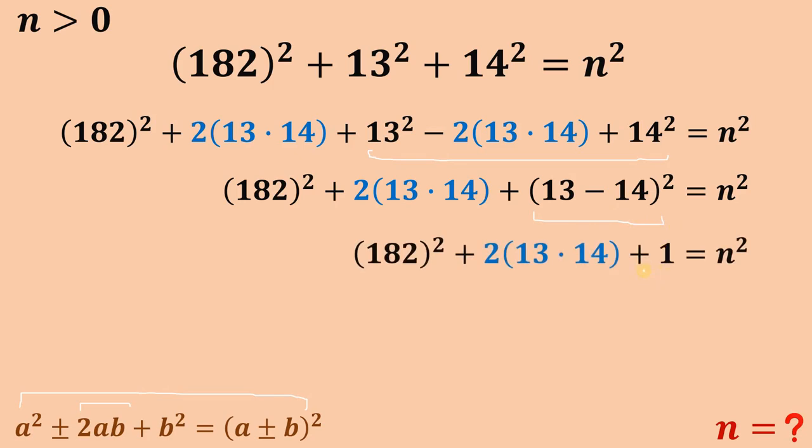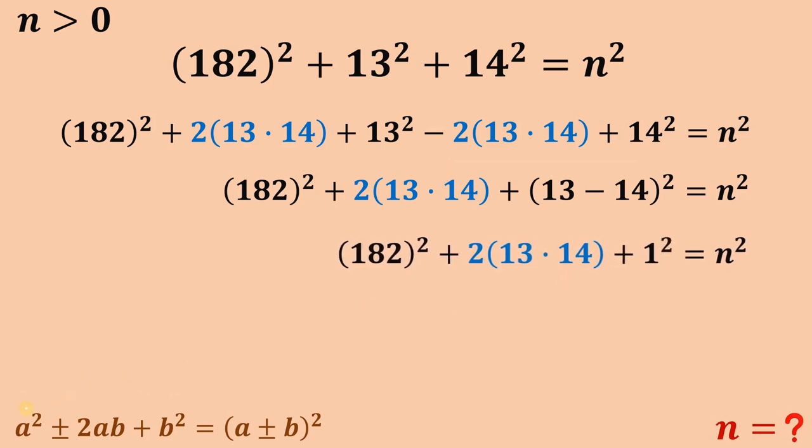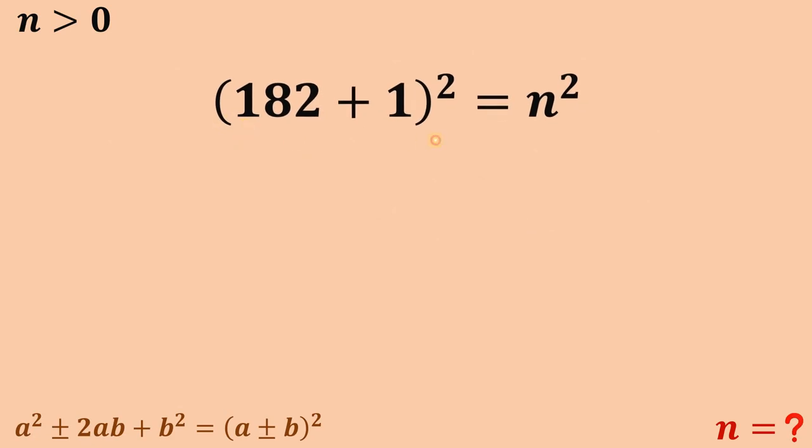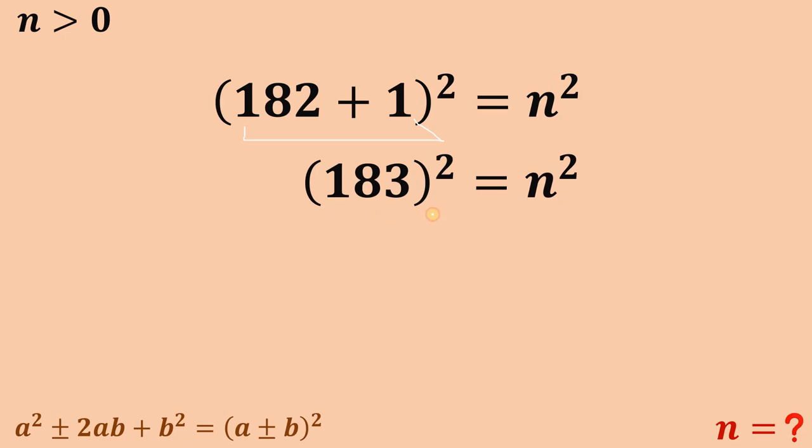Now, notice this one, we can rewrite this as 1 squared. And again, we can apply this identity, so we have a squared plus 2ab plus b squared. We can factor this out nicely as 182 plus 1 raised to the power of 2. Now, let's focus on this result, and finally, let's solve for the value of n. Because 182 plus 1 is 183, we have 183 squared equals n squared.